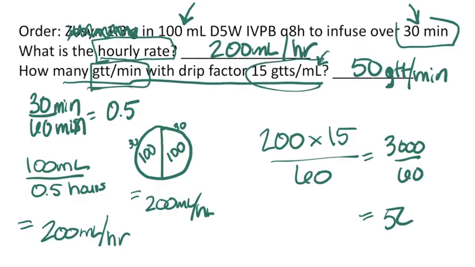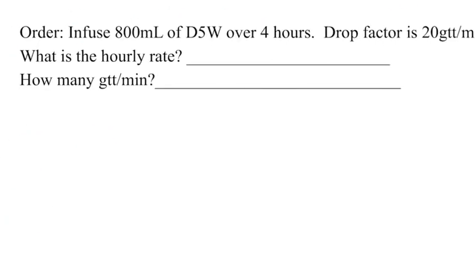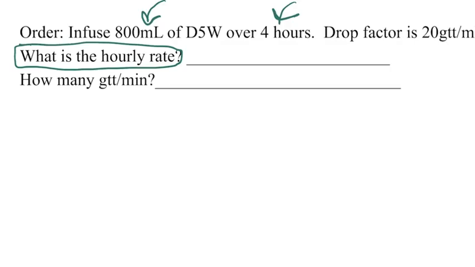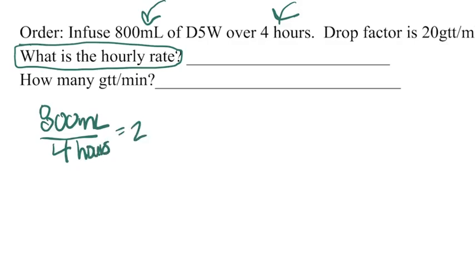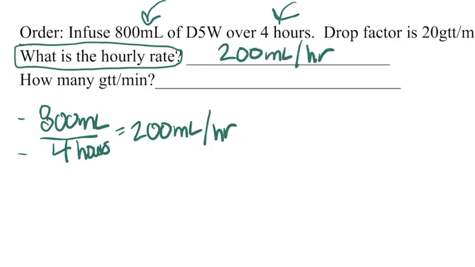All right, let's keep going. I've been doing a lot of math lately, so we're going to keep going. All right, so I'm going to go right here. What is my hourly rate? So that's what I'm going to figure out first. I got to go back to the question. I know my volume is here. My time is here. I have 800 milliliters that I want to put in 4 hours. And when I divide 800 by 4, I get a rate of 200 milliliters per hour. So you're just dividing 800 by 4, which is 200. So that is my answer. 200 milliliters per hour for the first question.